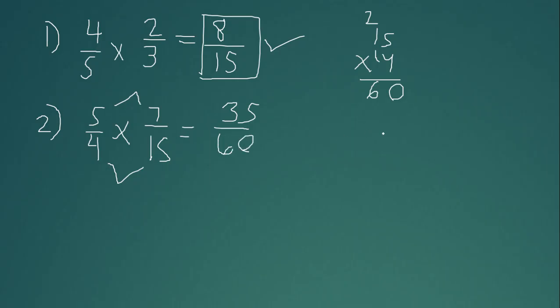Then let's simplify using continuous division. 35 and 60 are both divisible by 5. How many 5s are in 35? 7. How many 5s are in 60? 12. Therefore, the answer is 7/12.